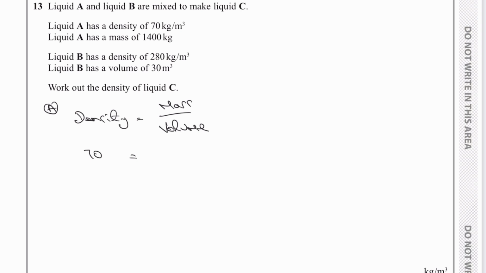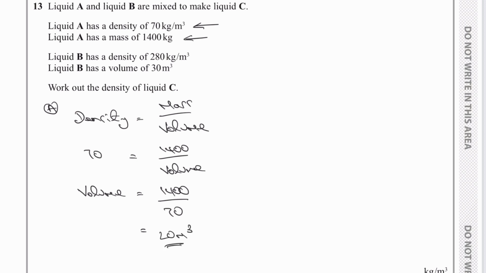So I've got a density of 70, which I've taken directly from the information there. The mass I've also got is 1400 directly from the information, so it allows me then to work out the volume. And really effectively I would just swap over the volume with the 70, so therefore I can work out the volume equals 1400 divided by 70, and that's going to give me a volume of 20 meters cubed, and that's fine for liquid A.